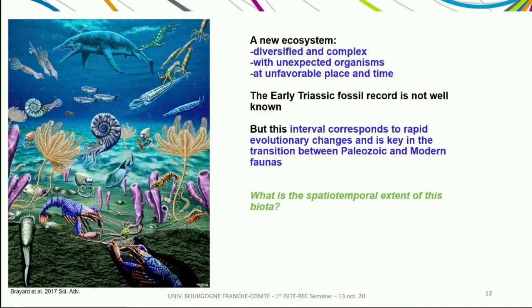The first conclusion we've made: this assemblage is highly diversified and complex. We have unexpected organisms and not at the right place and time. Thus, it suggests that the early Triassic fossil record is not well known, but it is key to understand the transition between the Paleozoic and the Mesozoic faunas. The main question we had at the beginning of the project was: is this biota an exception or not?